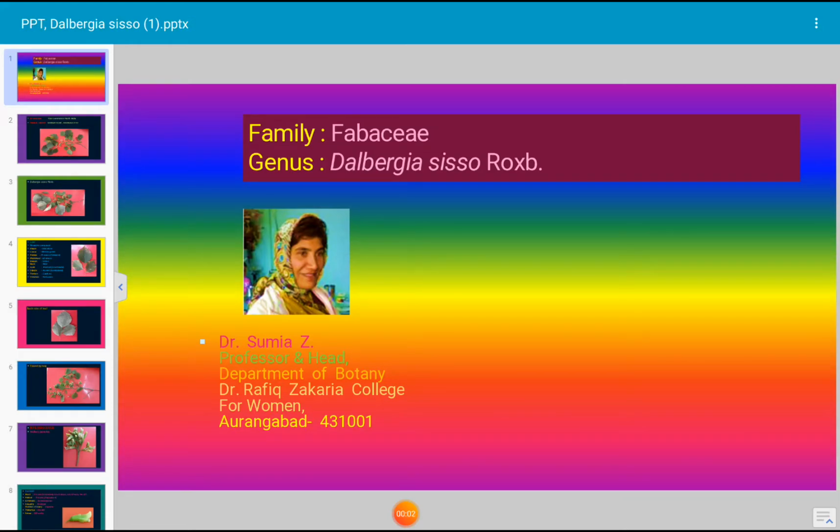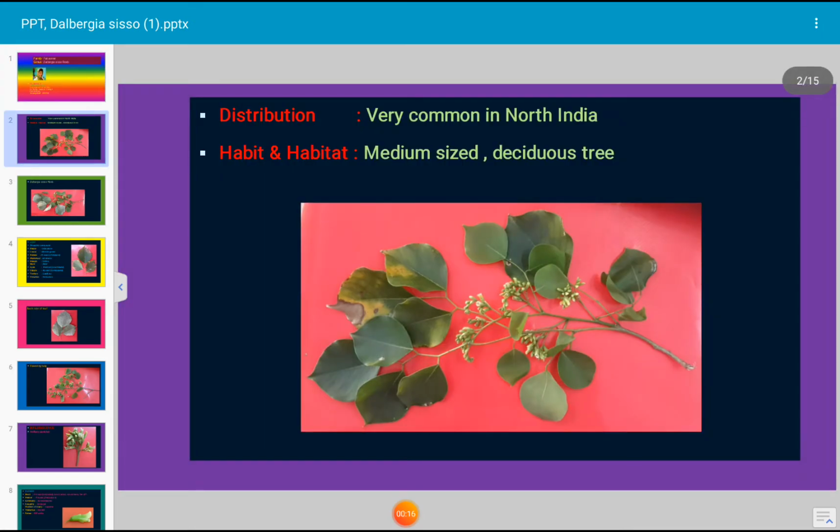Today's topic for discussion is description of a flowering plant and name of plant. Today's plant for description is Dalbergia sisso. It is a member of family Fabaceae. It is a small sized tree. Let us see all the taxonomic details of the plant.